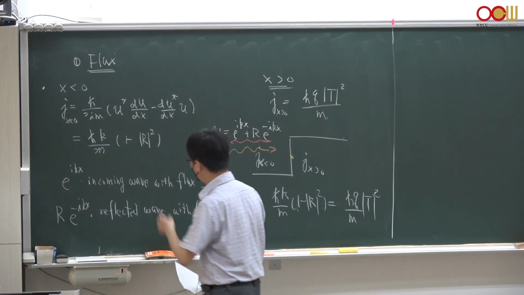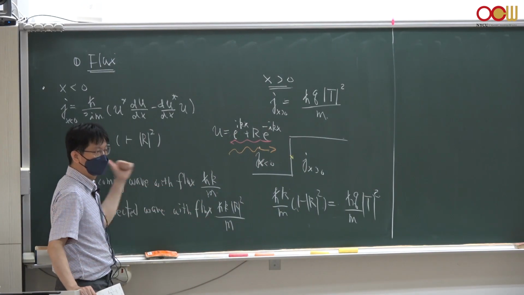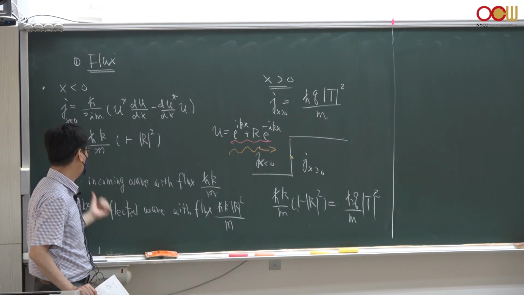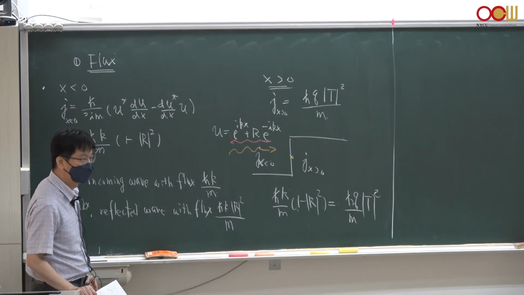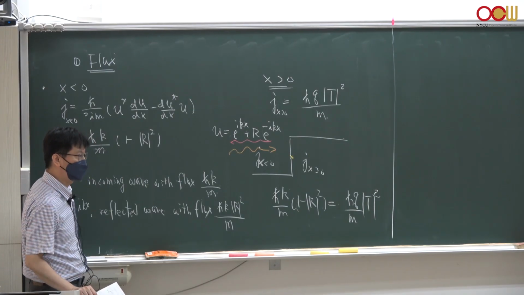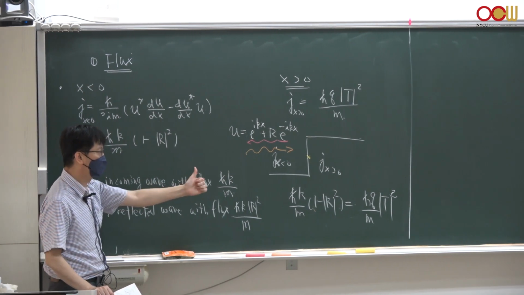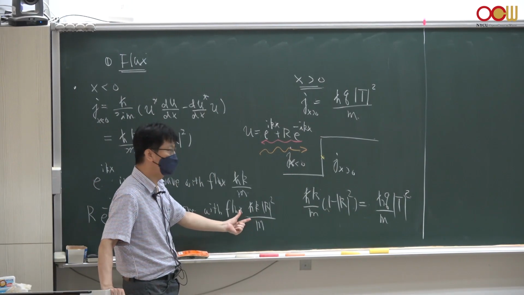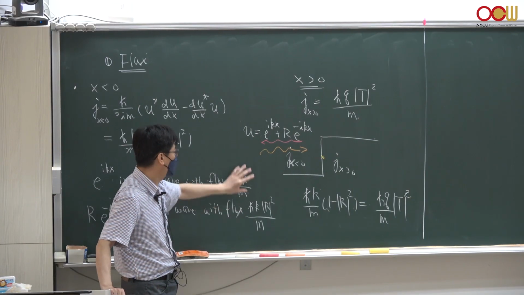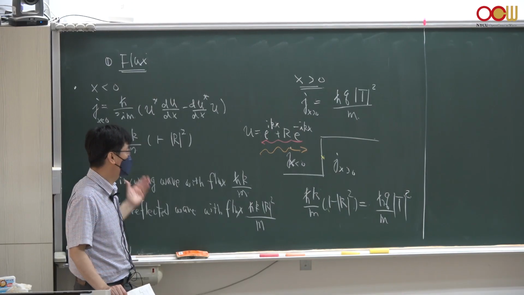Likewise, the reflected wave carries the negative flux because it goes the other way, in the opposite direction, from the right to the left. So it should carry minus h bar k over m times the square of the prefactor. Remember, this is the density of your particle. So capital R squared refers to the density of a particle moving to the left, and you multiply this by h bar k over m and carry a minus sign. You add these two fluxes together, and you get the total flux. Okay, so this is easy.